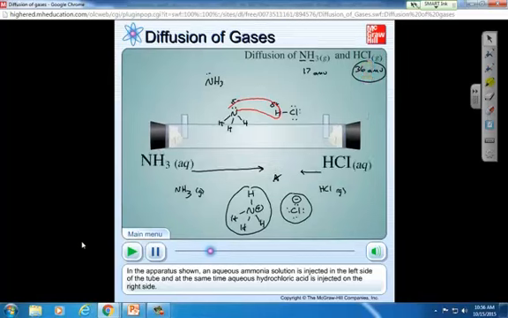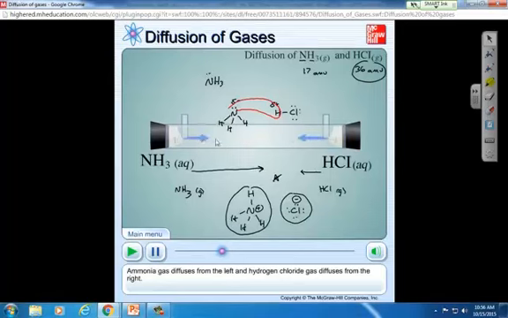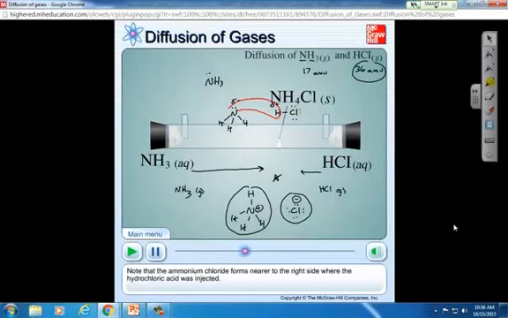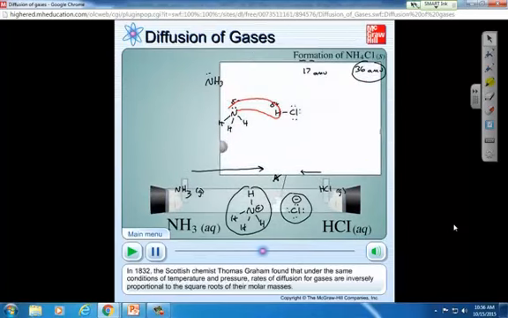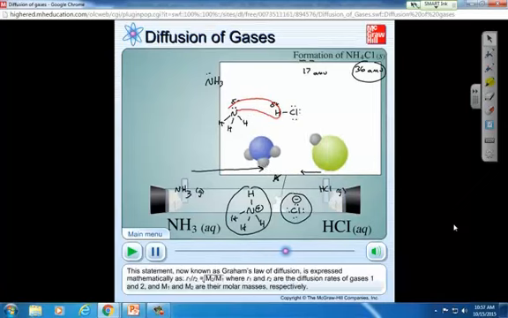Ammonia vapors evaporate from the aqueous solution and hydrogen chloride gas diffuses from the right, where hydrochloric acid is injected. The two gases diffuse through the tube at different rates. They're at the same temperature, so they have the same average kinetic energy, but the heavier one needs to be moving slower, and the two gases combine to form ammonium chloride, a white solid. Note that the ammonium chloride forms nearer to the right side, where the hydrochloric acid was injected, right where I expected. We zoom in to show the reaction on a molecular level, and the hydrogen being transferred creates charges, and the charges attract. In 1832, the Scottish chemist Thomas Graham found that under the same conditions of temperature and pressure, the rates of diffusion for gases are inversely proportional to the square roots of their molar masses.